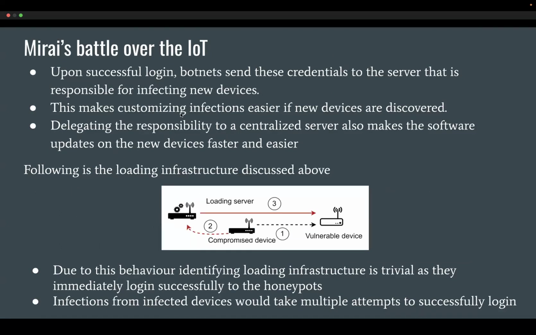Now, once you use these credentials, you log into the system. The botnet sends these credentials to the server, which is responsible for infecting new devices. So this makes customizing infections easier if new devices are discovered. Certain responsibilities like these are dedicated to a centralized server. Why is this done? Because once it is centralized, it is easier to disseminate software updates and the instructions to be run, all that is made easier. This centralized server is nothing but loading infrastructure.